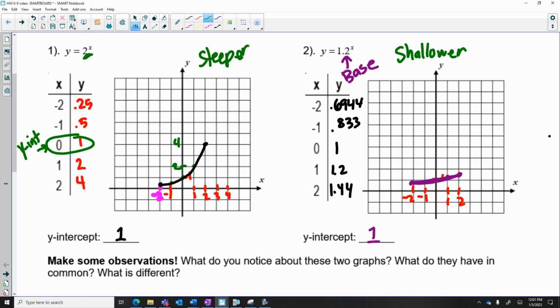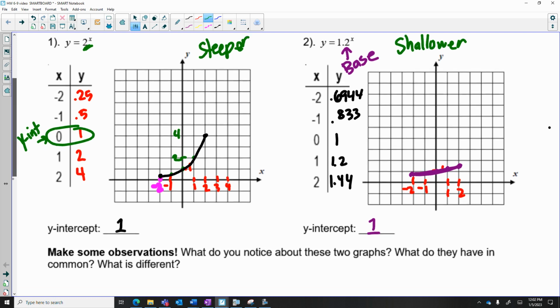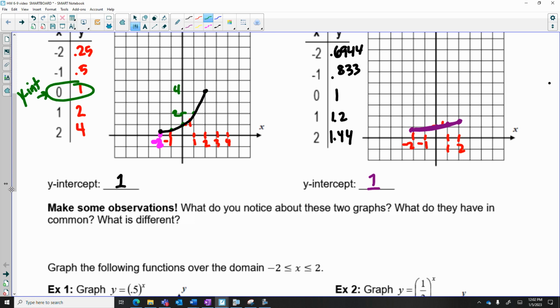Okay, so it says make some observations. What do you notice? What do they have in common? What is different? So I'm hoping you also notice that one thing they have in common is the y-intercept. The y-intercept is (0, 1), or just 1. And look, they're both crossing here at (0, 1).